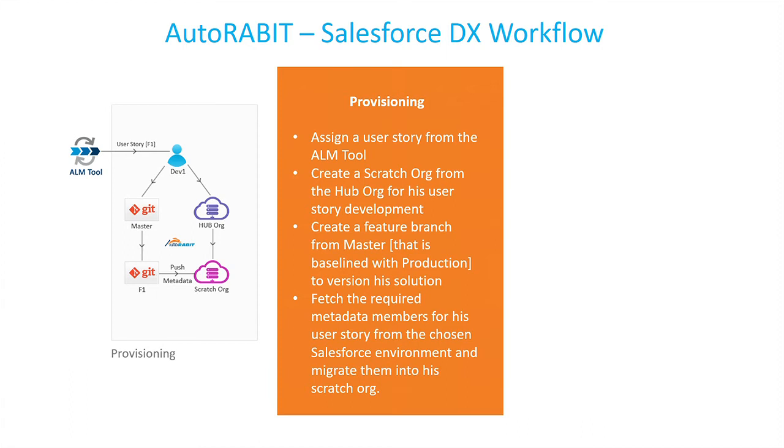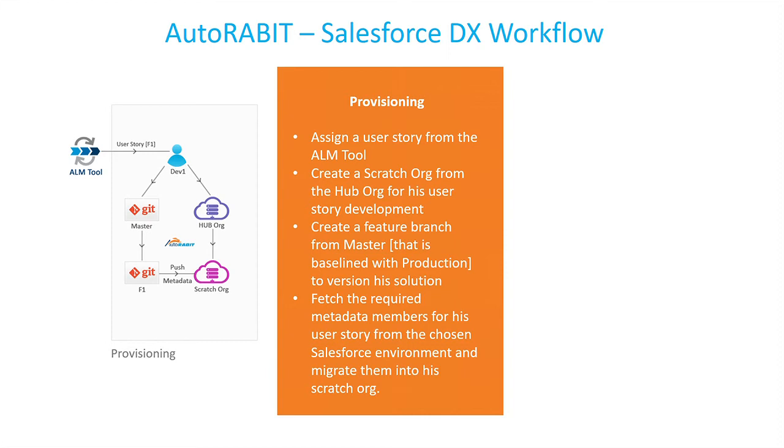So I was talking about giving an easy UI to DX. AutoRabbit is integrated with DX with an easy UI. Let me show you the workflow in 3 phases. The first phase is more of provisioning. As you see the ALM on your left-hand side, whenever the ALM user story is assigned to a developer, he can quickly get onto AutoRabbit, register the hub, create a scratch org from it, load the metadata, and then perform the continuous integration.